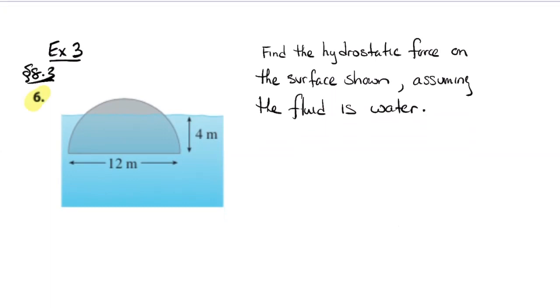But here we want to find the hydrostatic force on the surface shown. It's a semicircle. Its diameter is 12 meters. But this semicircle is not completely underwater, right? Only 4 meters of it is underwater. So I would recommend you put the coordinate system's origin at the center of the circle. Stop the video and see if you can't just work it out. Work out your local estimate, okay?